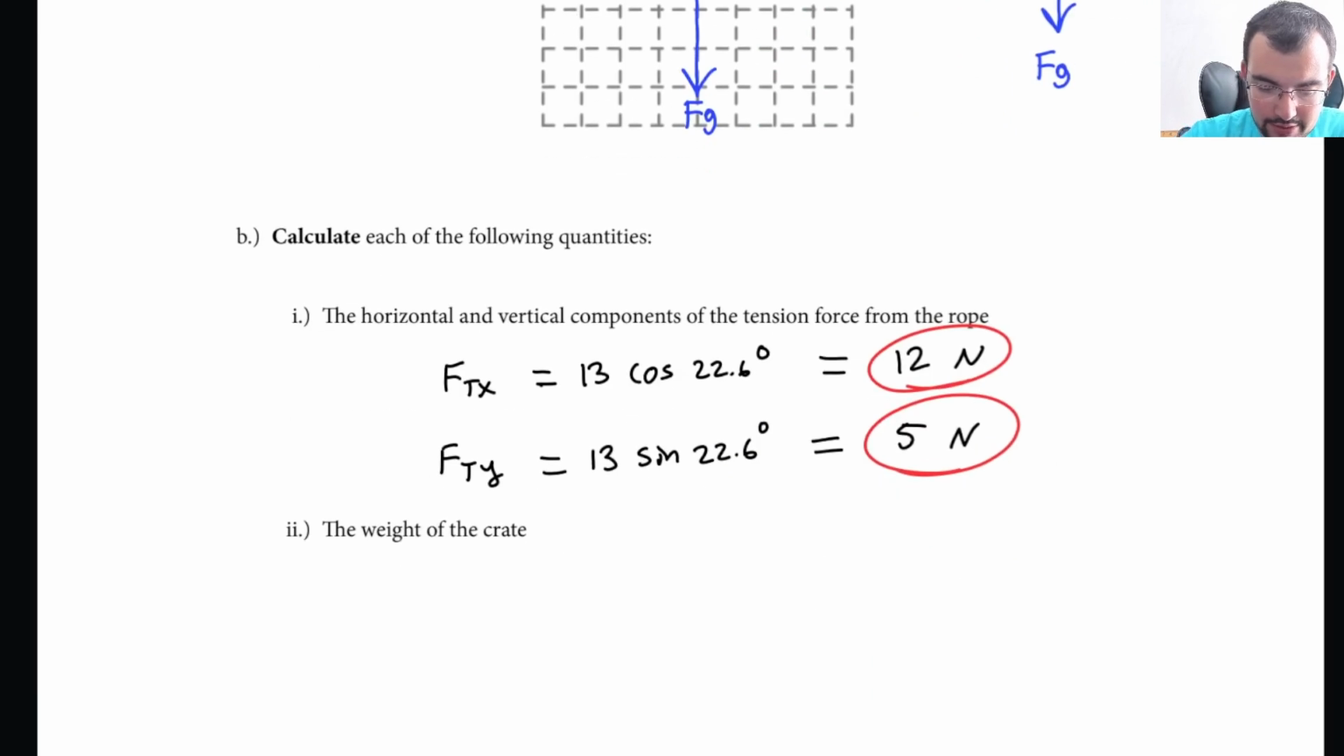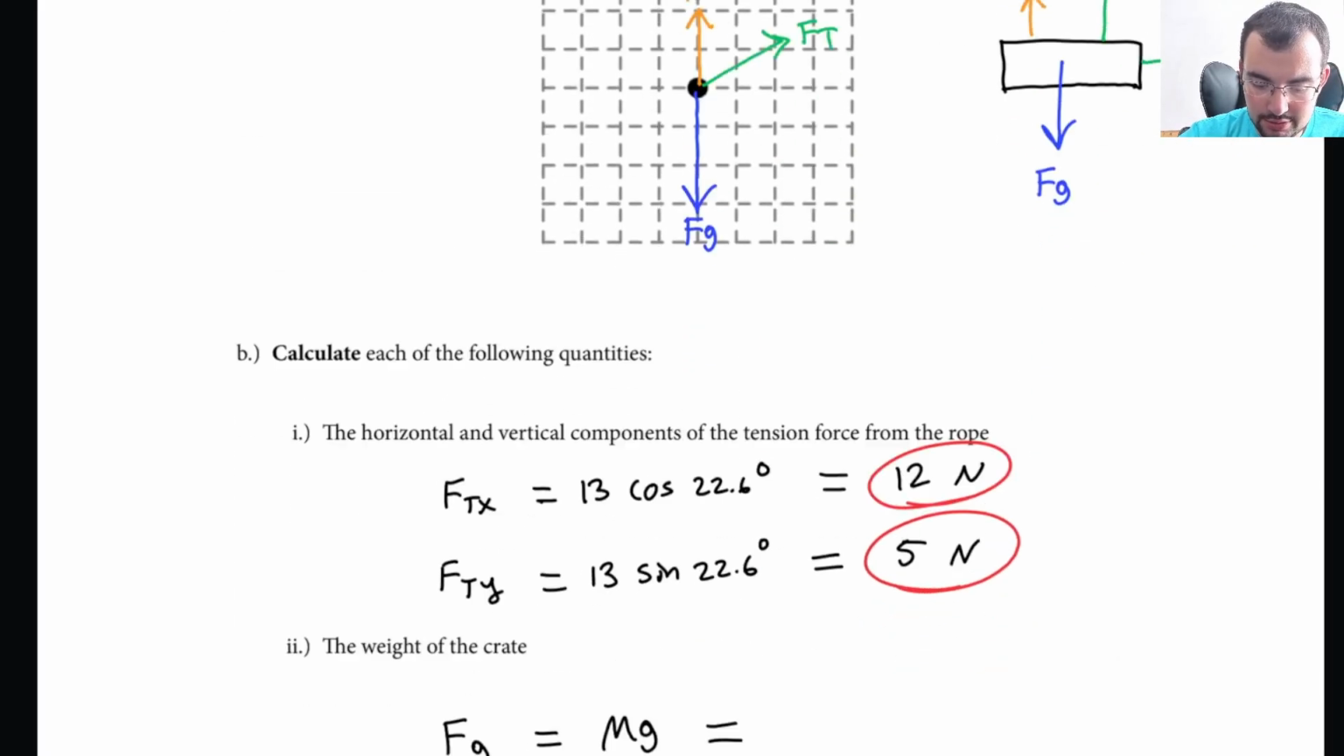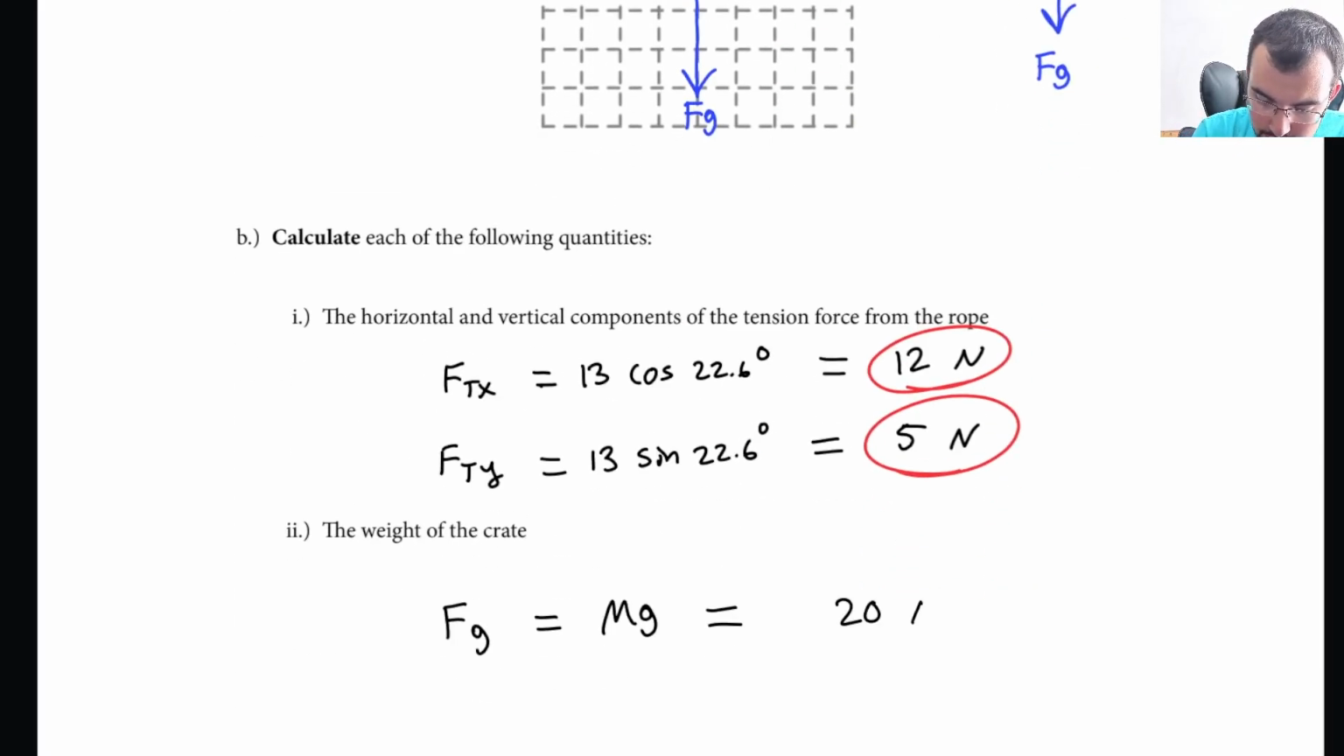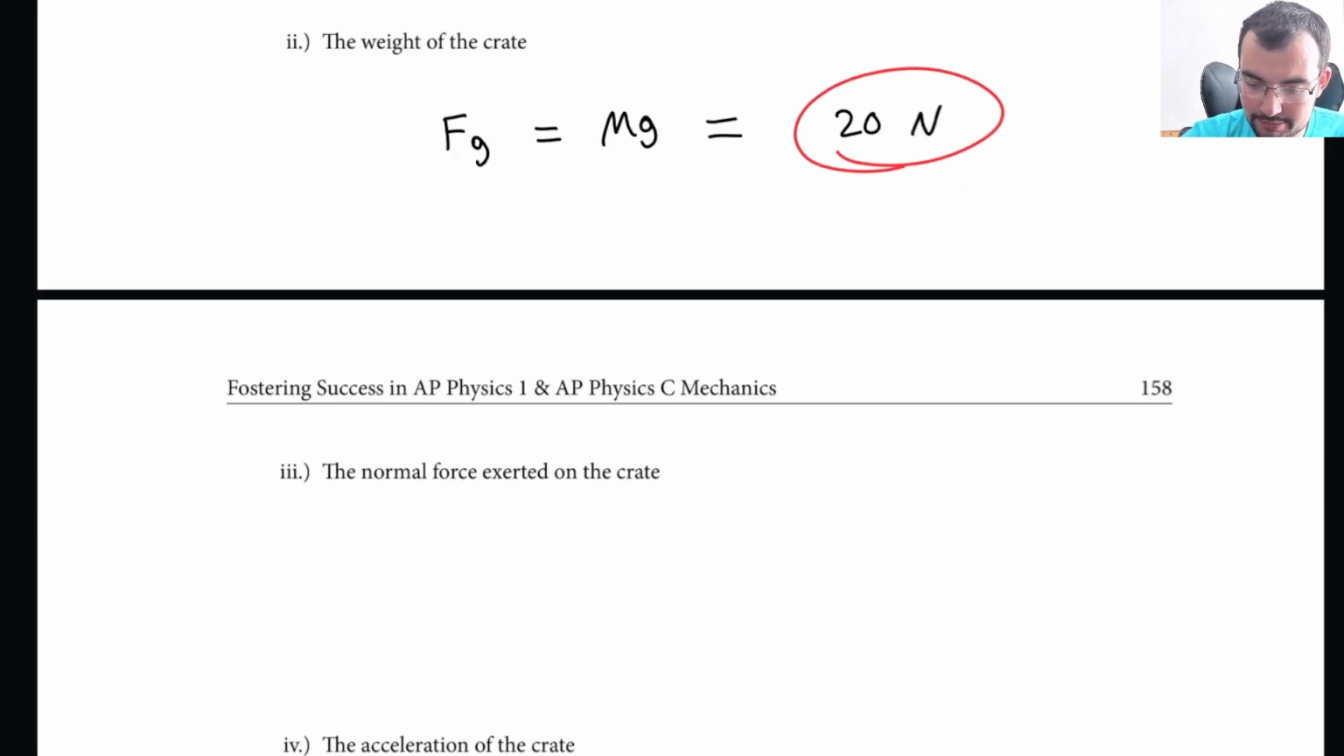What is the weight of the crate? Well, it's the weight, right? It's just mg. Mass is 2 kilograms, so the weight would be 20 after multiplying 2 kilograms by 10 Newton per kilogram.